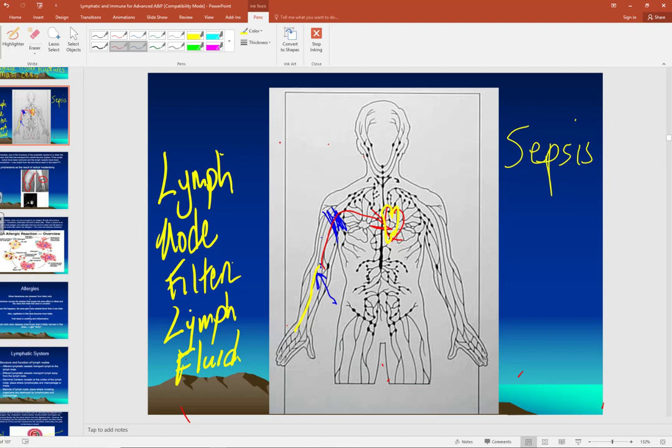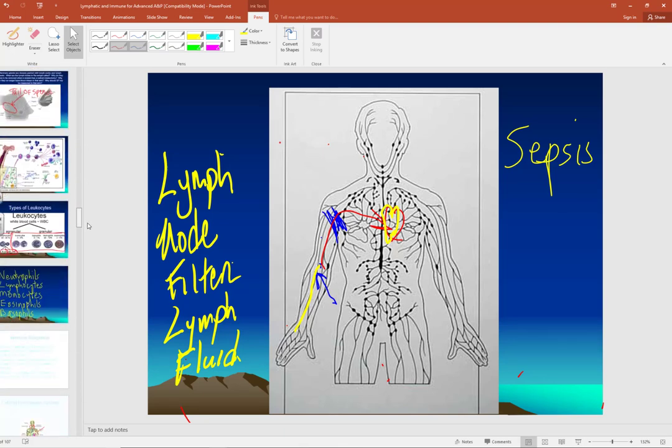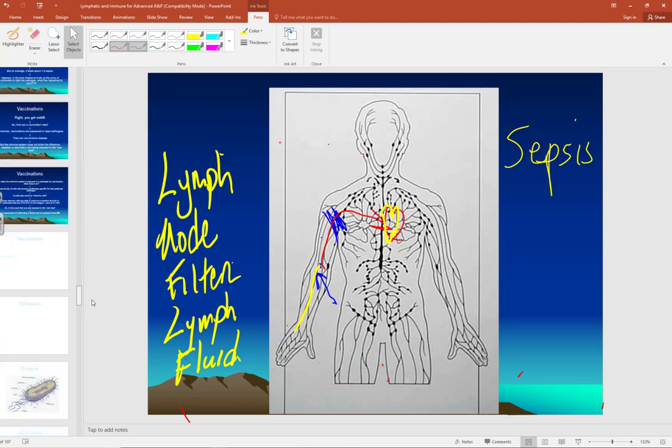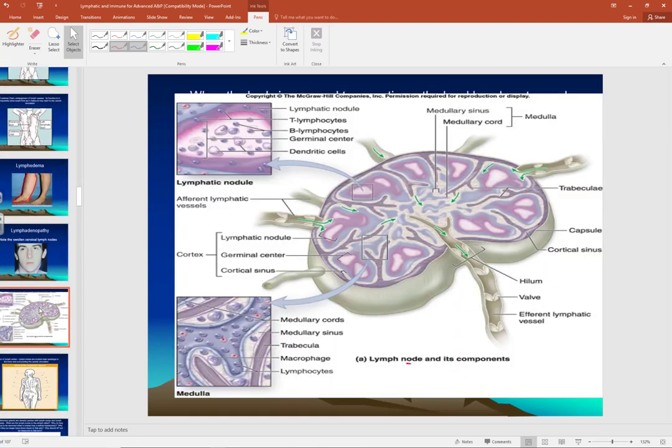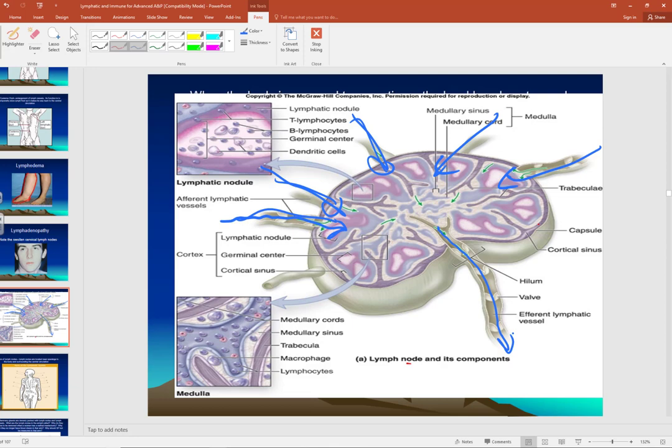And it's filtered of any antigens or pathogens. And if the lymph node comes in contact with some antigens or pathogens, then what it does is this. So you've got a bunch of afferent lymph vessels that meet at one lymph node. So think of a lymph node as kind of like security at an airport. Doesn't matter where you're coming from, right? Here, here, here. You all got to go through security. And then there's one efferent lymph vessel that carries that filtered lymph back to the right side of the heart.